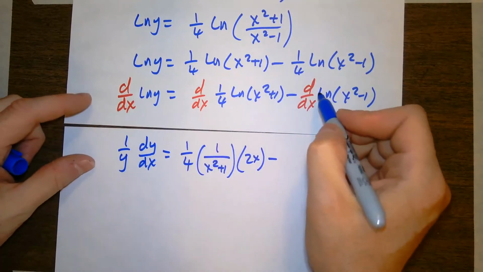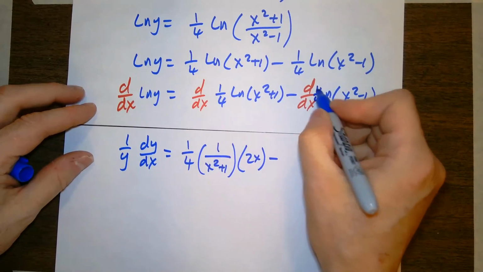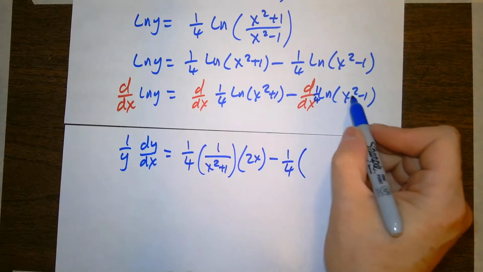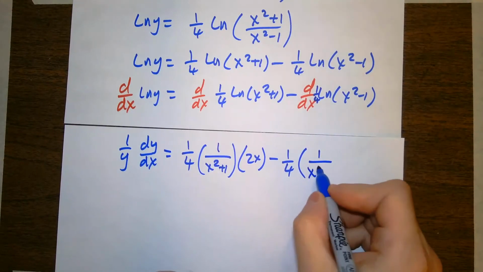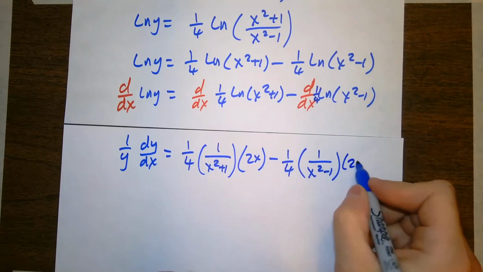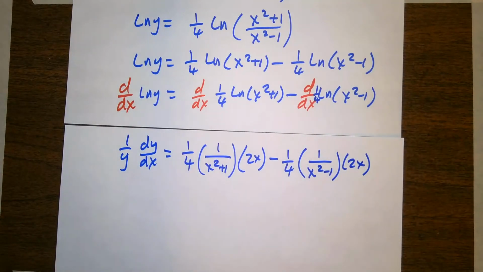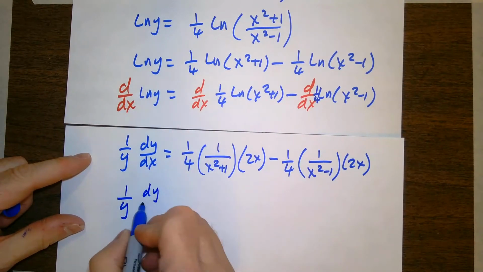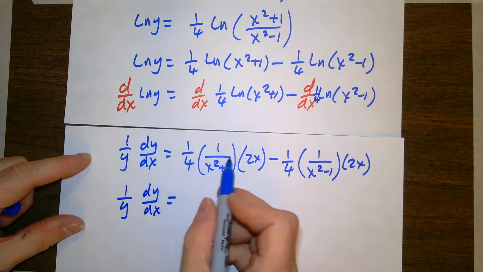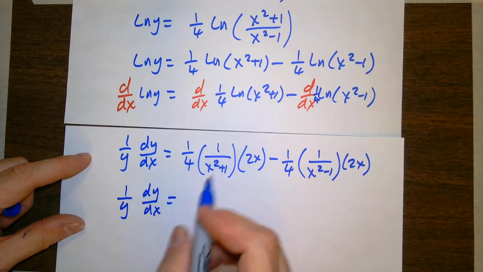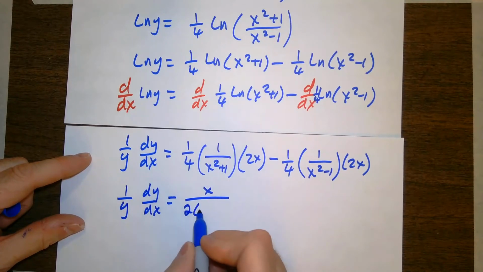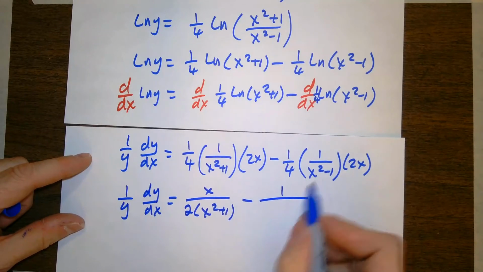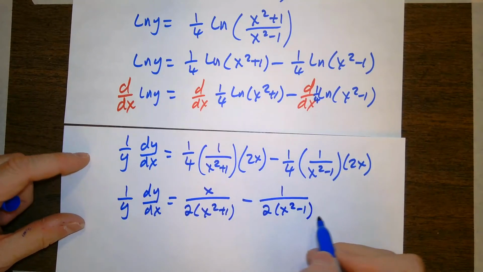oh, I forgot the 1/4 here, didn't I? Oh, there should be a 1/4 here. 1/4, it's still out there. 1/4 times natural log of u is going to be 1 over this, 1 over x squared minus 1 times the derivative of that, 2x. All right, let's clean things up here a little bit. 1 over y times dy dx equals 1/4 and 2. I'm going to get a 2 in the denominator, x in the top, 2 times x squared plus 1 minus, the same thing's going to happen here, 1 over 2 times x squared minus 1.